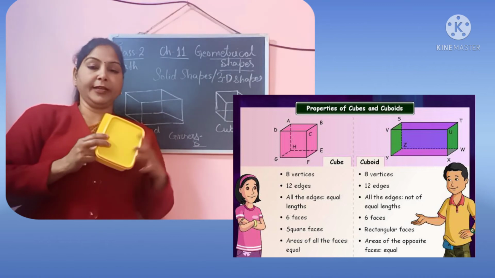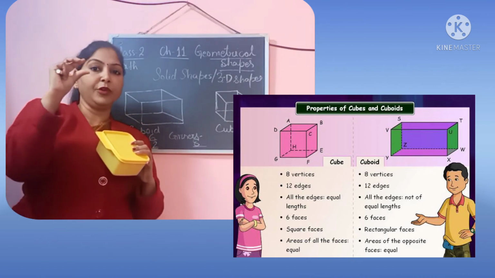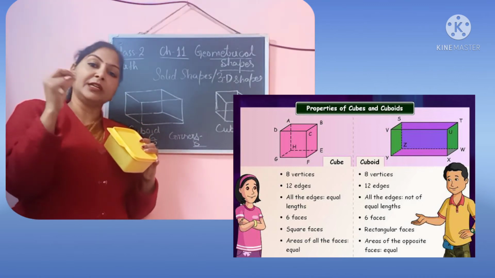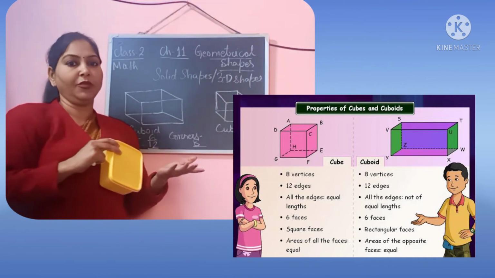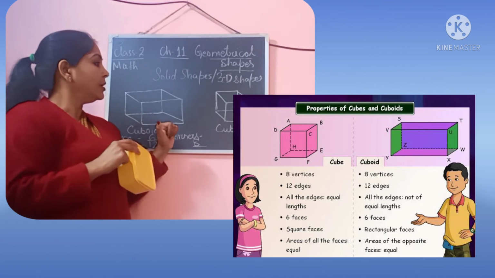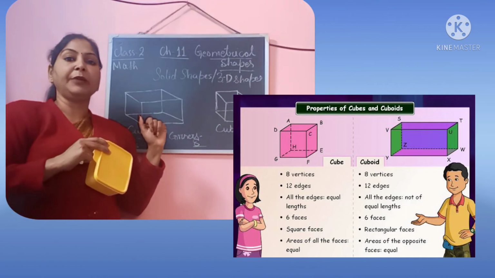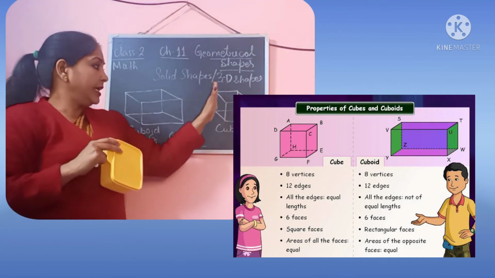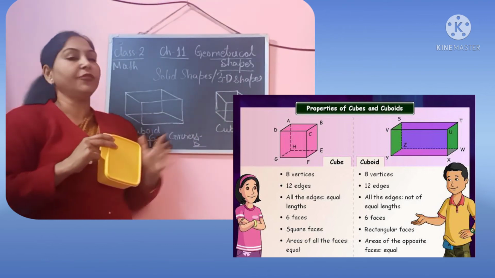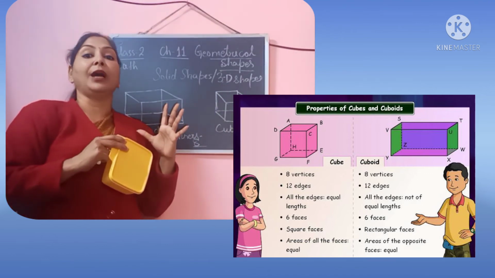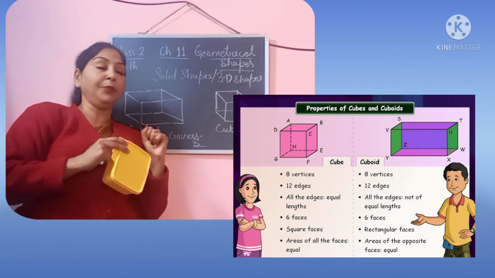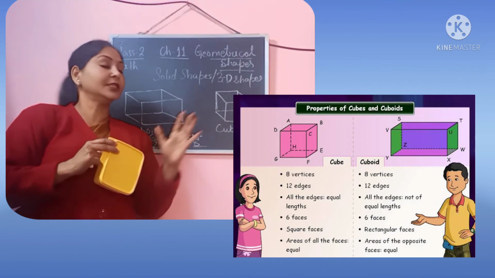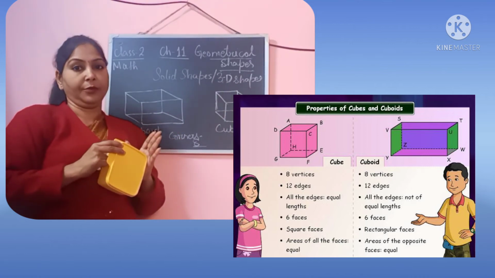And you must be playing Ludo. If you have seen the dice of the Ludo, that is also an example of a cube. So these are the common examples of cube. Now the faces or the surface of a cube are made up of square shape. And what is the property of the square shape? All the sides are equal.